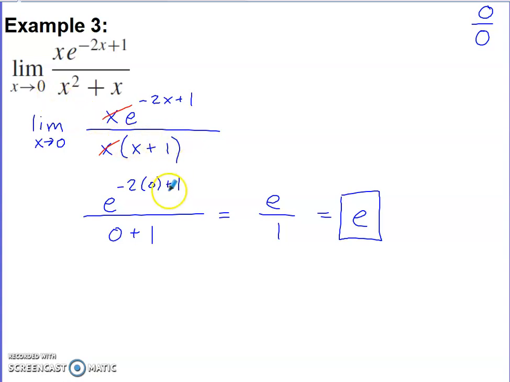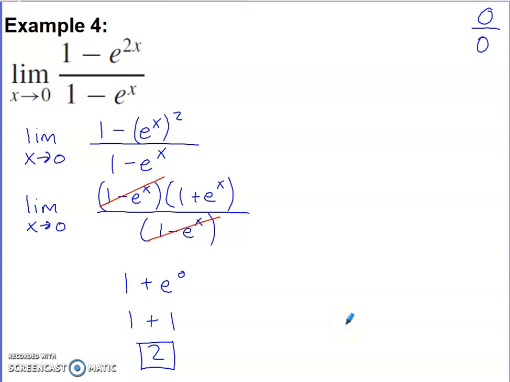Try to put 0 back in place of the x's. So 0 goes in place of the x in that exponent, and the exponent becomes a positive 1. 0 goes in place of the only x that's left in the denominator, and your denominator is also a positive 1. E to the first divided by 1 is just e to the first, or e.